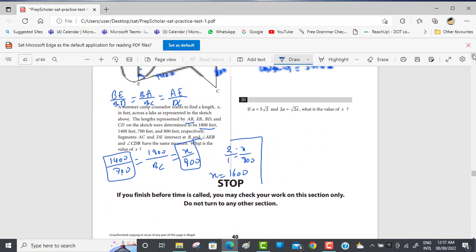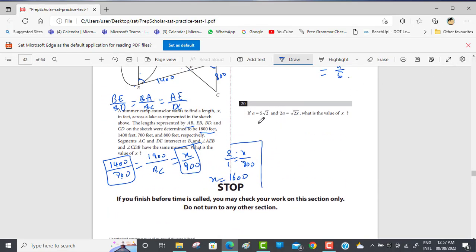We have an equation with a radical. To get rid of the radical: if a equals 5 radical 2, and 2a equals radical 2x, and you need to find the value of x, you can square both sides. Replacing a by 5 radical 2, you will get 10 radical 2 equals radical 2x. You can square both sides because you already know that both sides are positive. Here you will get 200 and here you will get 2x. Dividing each term by 2, you will get x equals 100. So 100 is the correct answer.